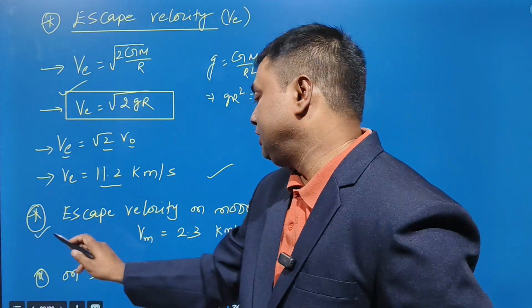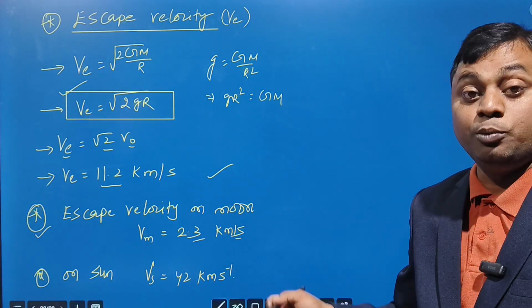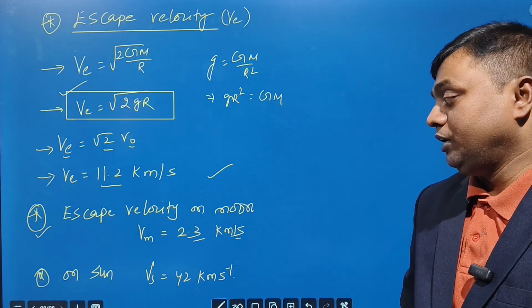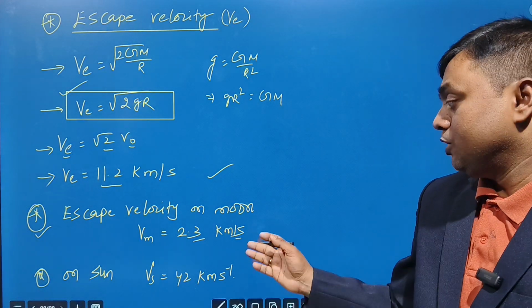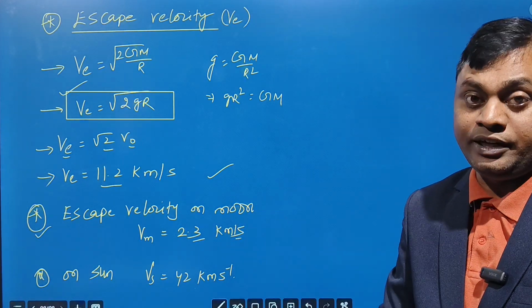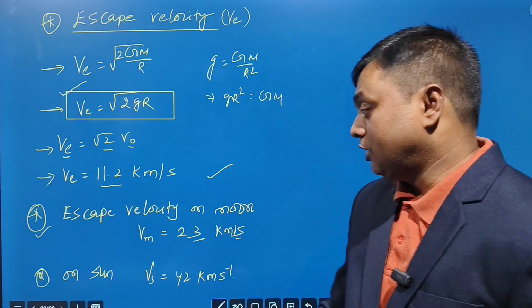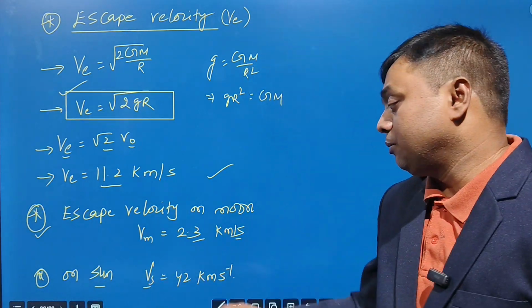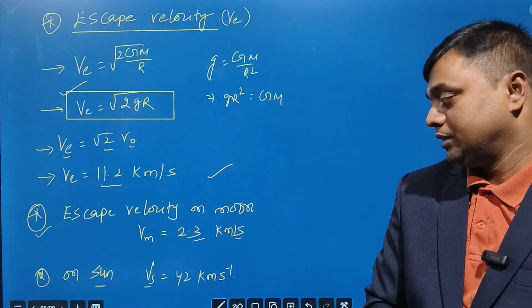Escape velocity on the moon is approximately 2.3 kilometer per second. It is very less, so that's why there is no atmosphere on the surface of the moon. Whereas on the sun, escape velocity is approximately 42 kilometer per second.